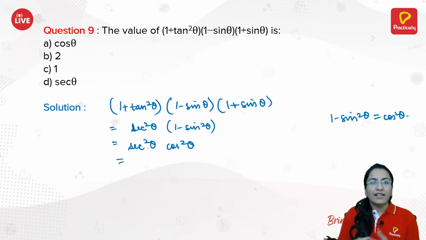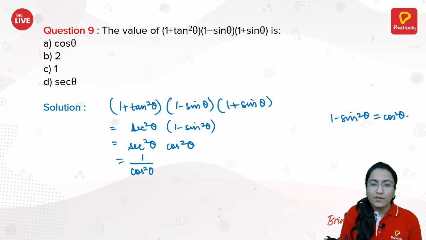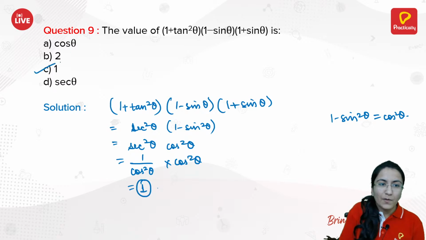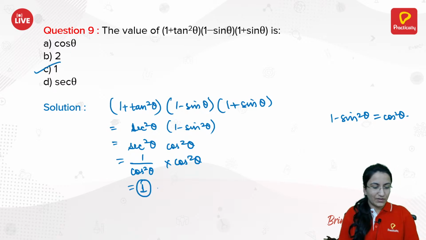Here, these are reciprocal of each other. Secant theta is 1 by cos theta. So if you just replace this by 1 by cos square theta, and here you have cos square theta, you have 1 as the correct answer. So you have option C as the correct option.